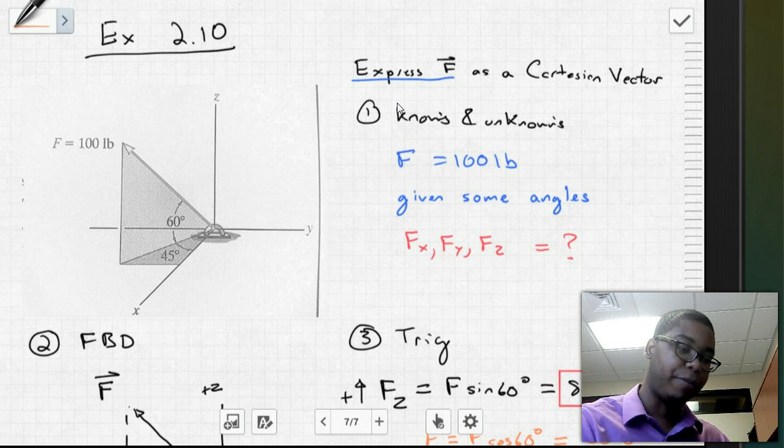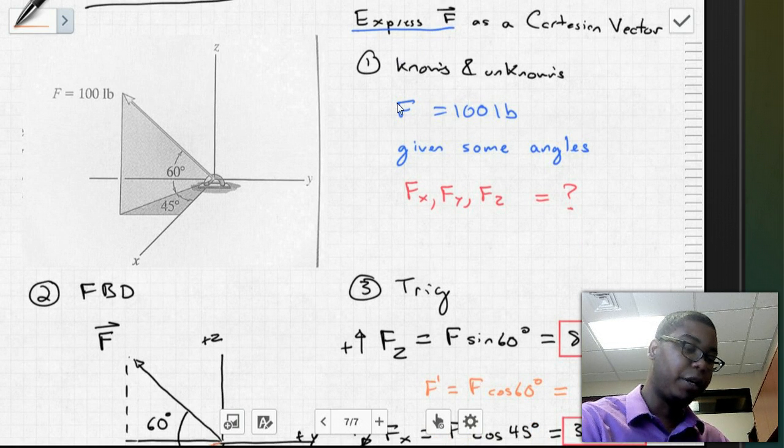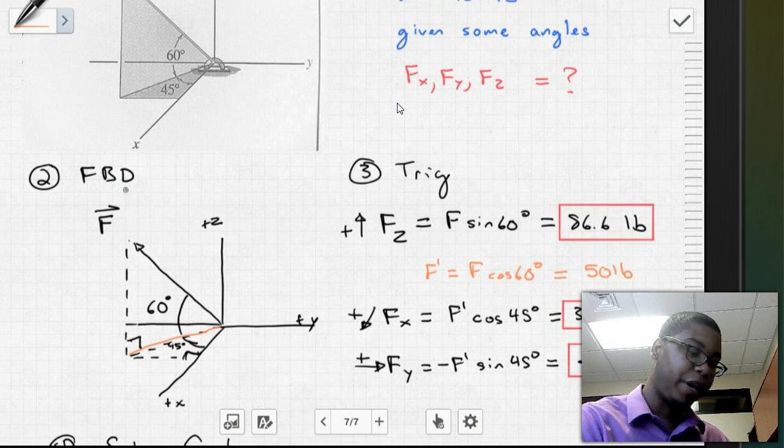So our knowns for this problem are the magnitude, which is 100 pounds, and we also know that we're given some of the angles. And what we need to find are the components Fx, Fy, and Fz, such that we can construct our Cartesian vector. Now that we've got our knowns and unknowns, let's go ahead and create our free body diagram. We establish our right-hand rule coordinate system. We draw our known force vector. We also put in the angles that were given, and then we put in a little more information. This will form a right triangle, and there's some projected line on the x and y plane relative to the force vector.